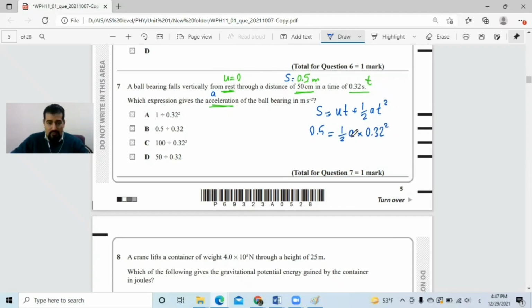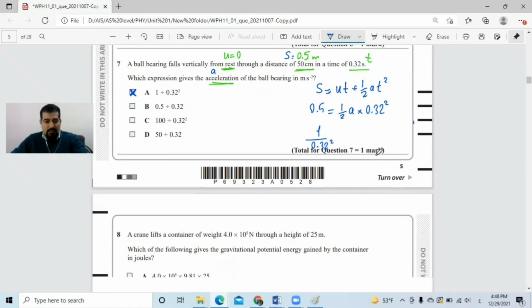I want A as the subject of the formula. So I multiply it by 2, so it would be 1, and divided by 0.32 squared. So which one is the answer? The answer is A. So the answer is A.